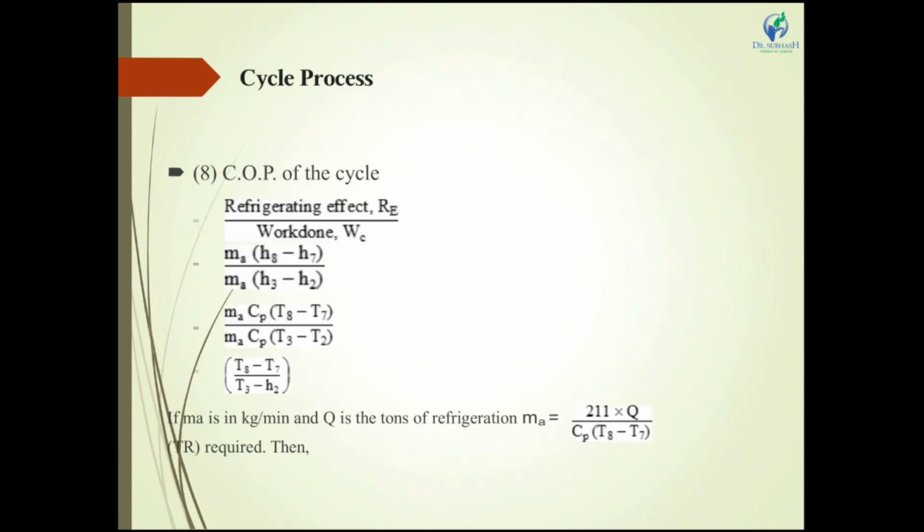For the final part of the bootstrap cycle without evaporative cooling, we write the COP: the refrigerating effect RE divided by the work done WC. The work done in the main compressor is Ma Cp delta T.